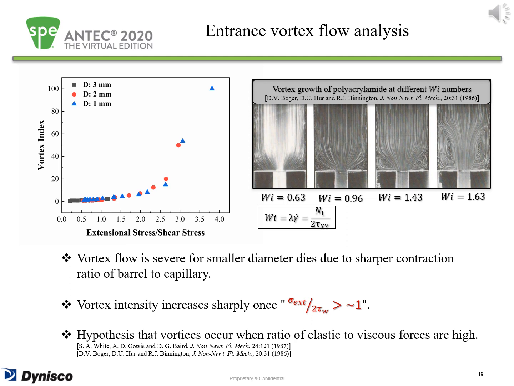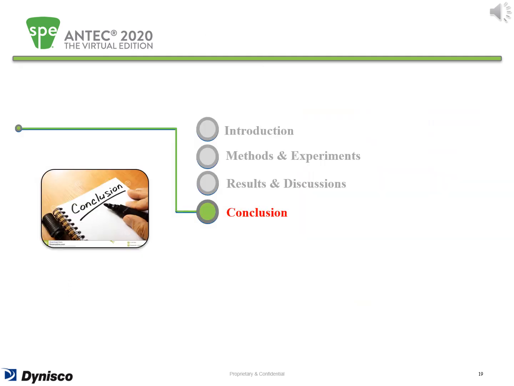This finding is consistent with White and his colleagues' hypothesis that vortices occur when the polymer melt flow shows more resistance to stretching rather than shearing. As it can be seen, the occurrence of vortex flow is more severe for the dies with smaller diameters due to the sharper contraction ratio of the channel cross-section. Now, in the conclusion section, I highlight the important points from this work.